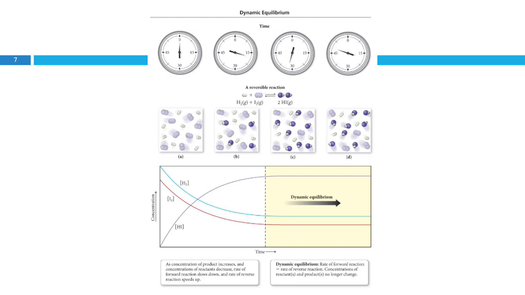No, it doesn't. There's a lot of stuff going on down there. There's forward reaction and reverse reaction. But they're kind of canceling each other out. And so we reach dynamic equilibrium and the concentrations stay the same. Any questions?